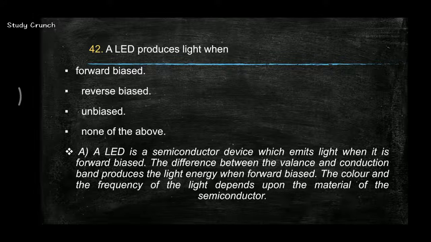Next, LED produces light when it is forward biased, reverse biased, or unbiased. So the answer is it is forward biased. When LED is forward biased, it will produce light.